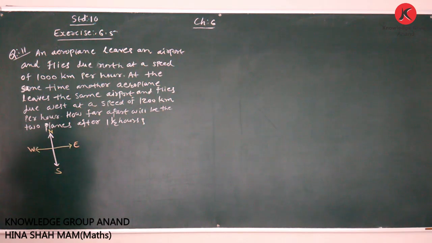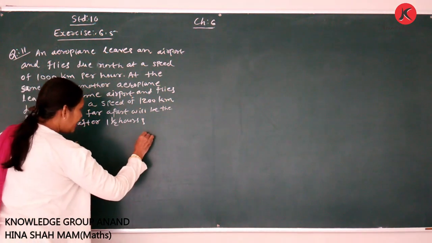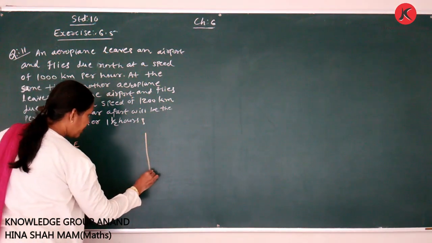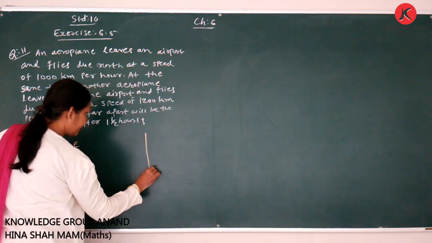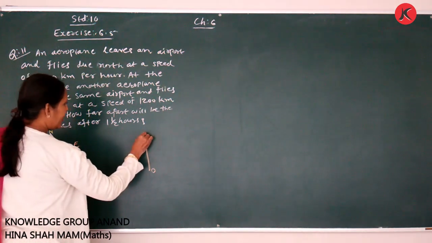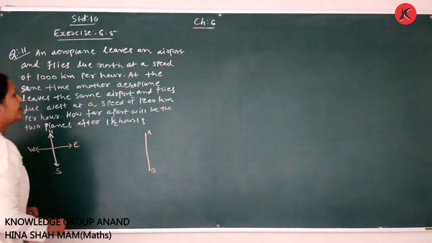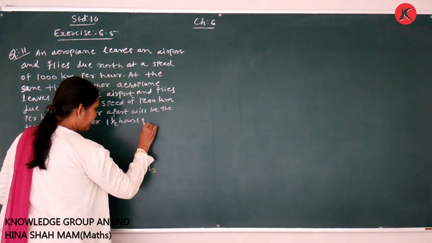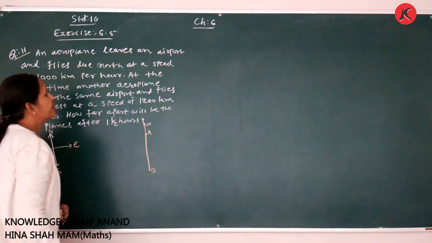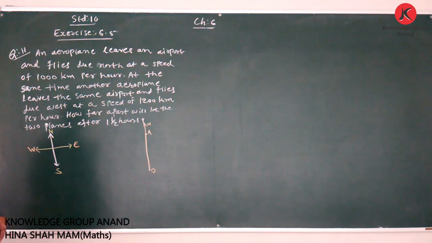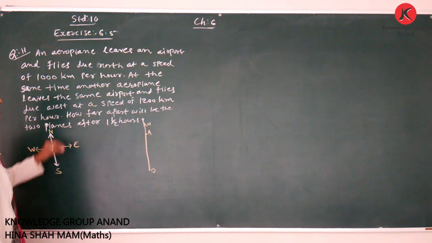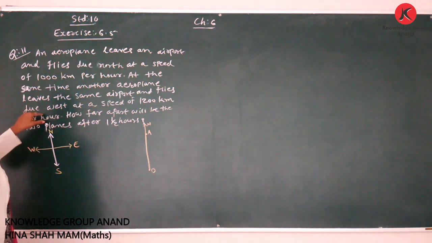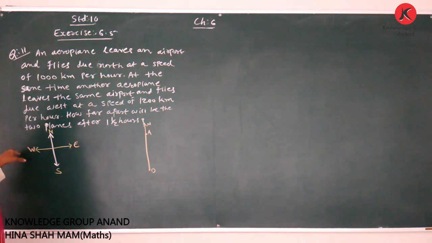An aeroplane leaves an airport and flies due north at a speed of 1000 km per hour. Here O is the airport and plane A is in north, at 1000 km per hour. At the same time, another aeroplane leaves the same airport and flies due west. In which direction? This direction.